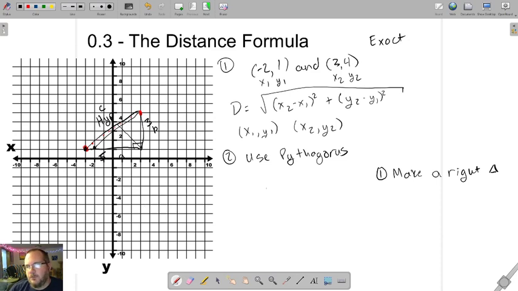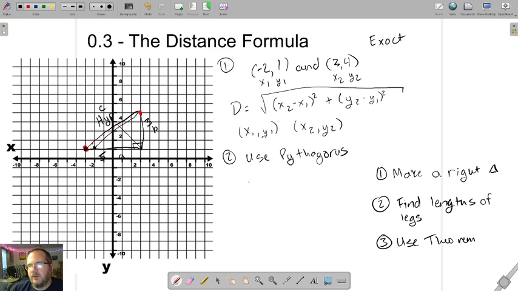3. So if I put these in the Pythagorean theorem, step 2 would be find the lengths of the legs. Can't find the hypotenuse yet. Step 3 would be to use the theorem. When putting these into the theorem, it's a squared plus b squared equals c squared. So a in this case is 5 squared. B in this case is 3 squared equals c squared, which is the distance, what we're trying to find.